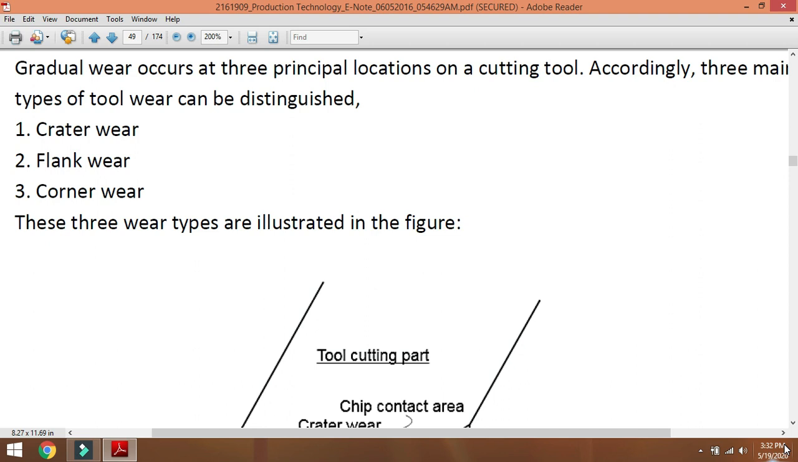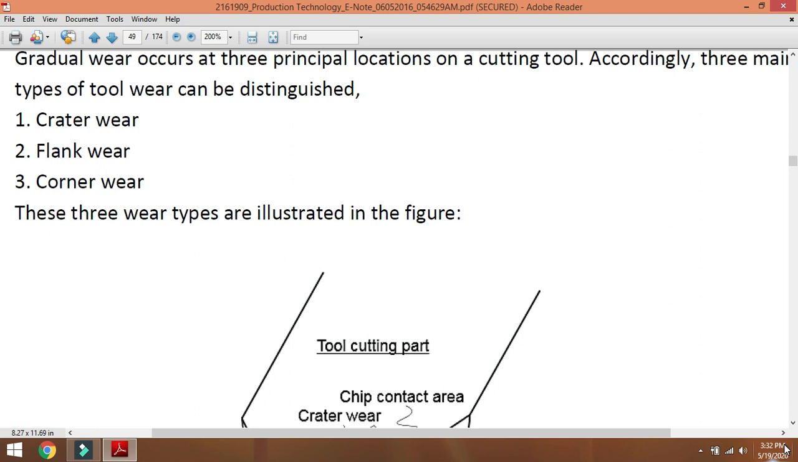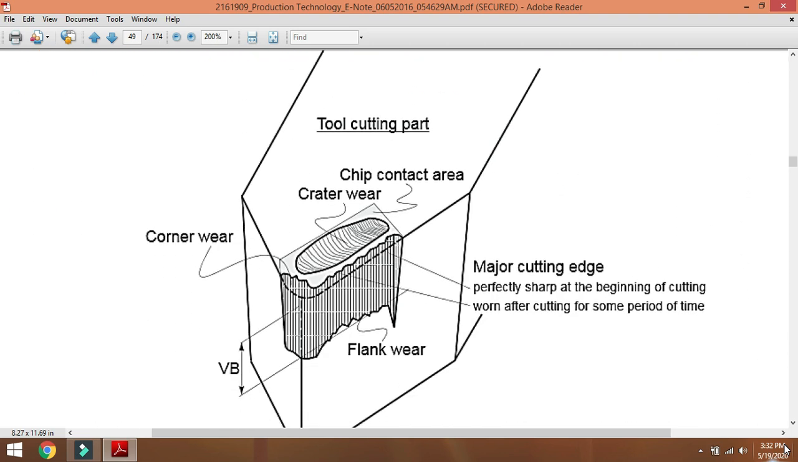First we discuss gradual wear, which occurs in three principal locations. Gradual wear means wear occurring slowly in three locations on a cutting tool. Accordingly, the three main types of tool wear are crater wear, flank wear and corner wear. Here we discuss the three types of wear mainly in this figure. You observe the major cutting edge and chip of the cutting tool. This is the corner wear, and flank wear. Flank wear and crater wear occur at the major cutting edge.